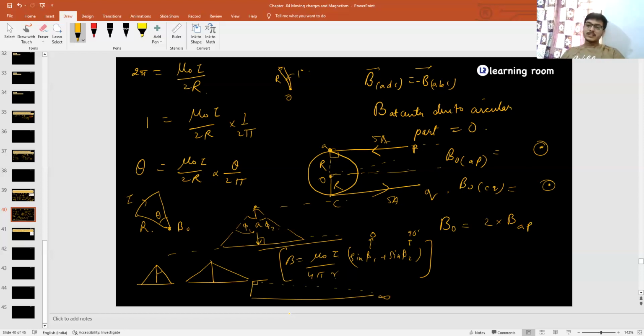So try to solve this question after this class, and you'll get the answer as 2 into 10 to the power minus 5 Tesla. Write this answer and try to solve it.